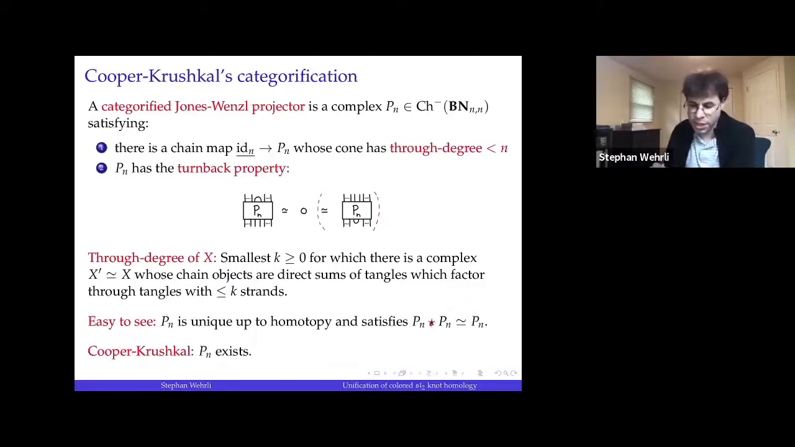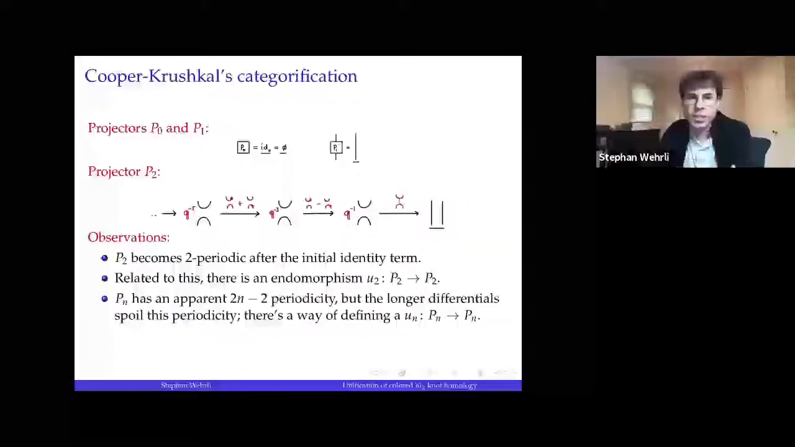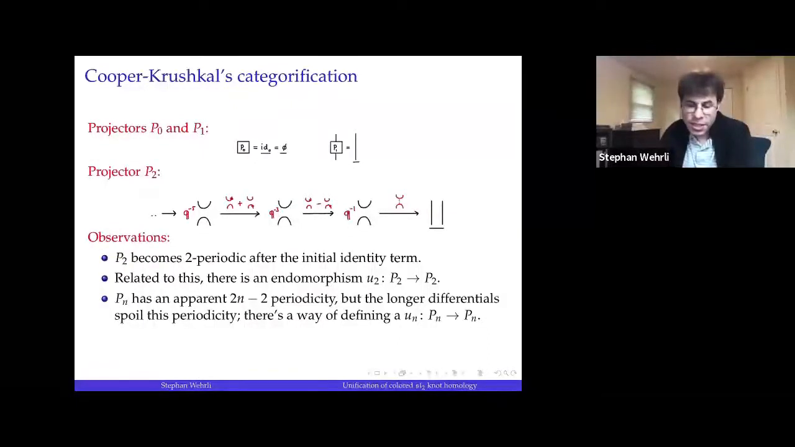So if you compose, you just stack two on top of each other, then what you get is homotopic to just one of them. Cooper-Krushkal also showed that such complexes exist. And the way they proved that is they basically categorified a formula by Frenkel and Khovanov. And I won't discuss this formula, but I just want to show you some special cases.